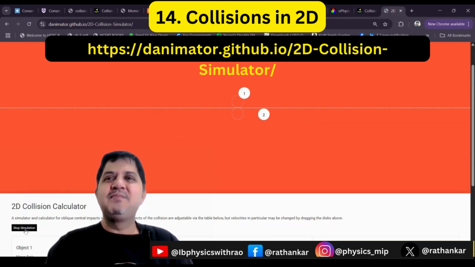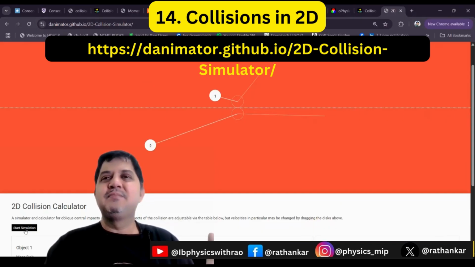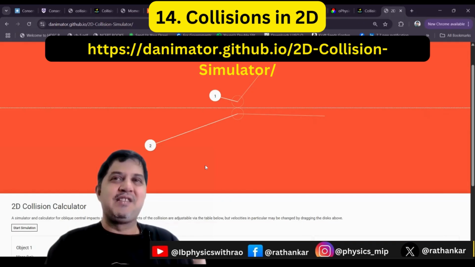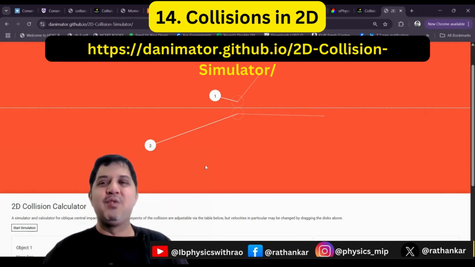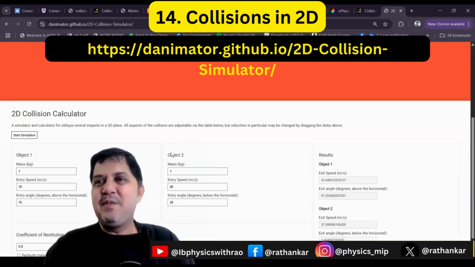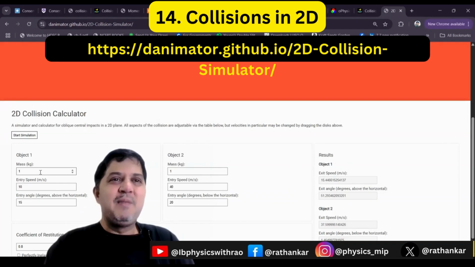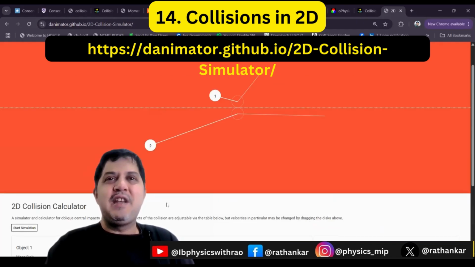You click on this. This is what we can see. Both the balls move away. Right? So there's only one simulation you can see. You cannot see multiple hitting over there. See whether you are able to see. Okay, you are able to see some values over here. The mass of each object is 1 kg, the speeds are 10 and 40 meters per second, and the angles are 50 and 20.